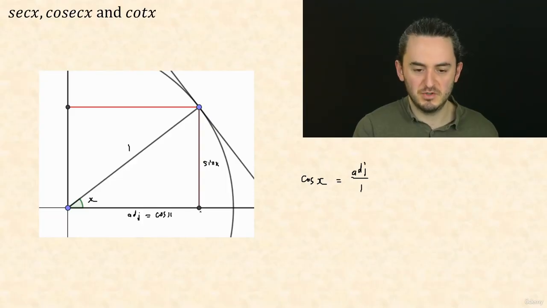I also could have done it just using Pythagoras, right? Because cos squared x plus sine squared x equals 1, right? That's just our Pythagorean identity from last year.